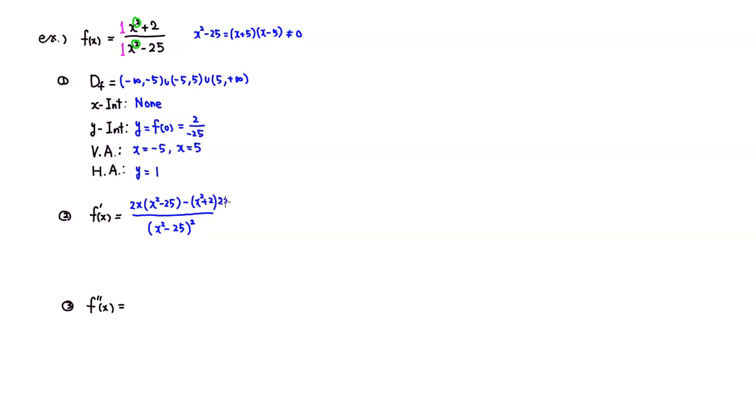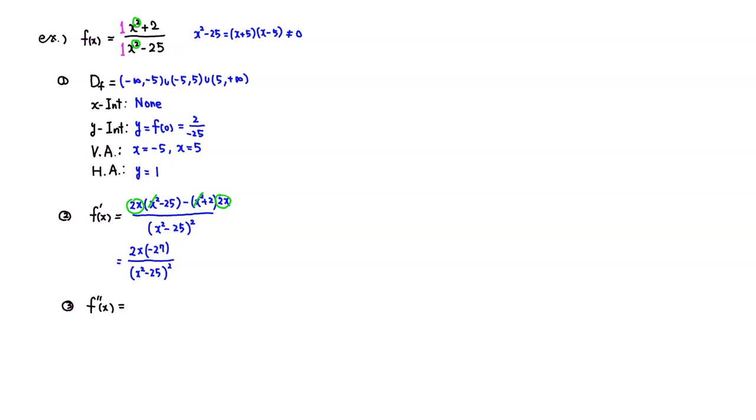which is 2x. Right? So you can see that we can factor out 2x because that's in common. So you have a 2x. Right, but you can see that x squared minus x squared cancel out. So you have a negative 25 minus 2, so it's going to be negative 27.